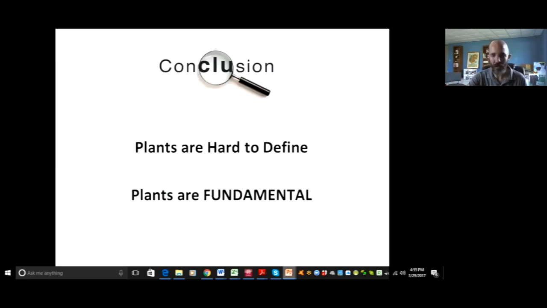So, you know, plants are hard to define. I'd say more like impossible. And they're fundamental. There's not too much more to say when you're talking plant taxonomy and anatomy; this is really a very literal place. But to say there's not more to understand about plants and how they work is not true. We're always coming to new terms.